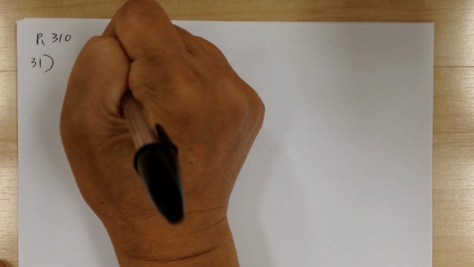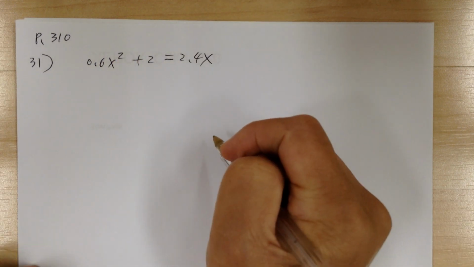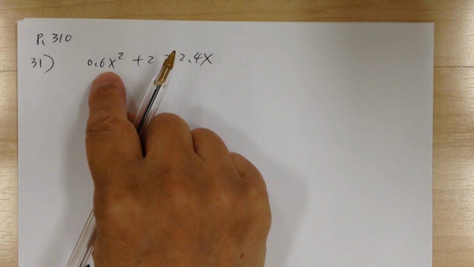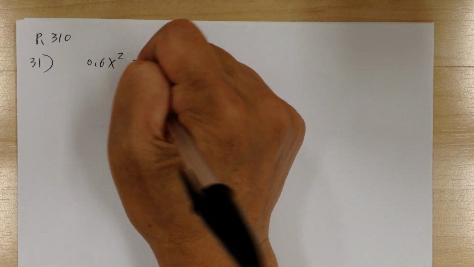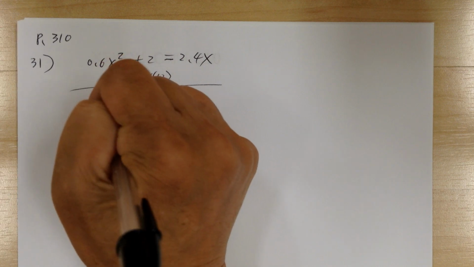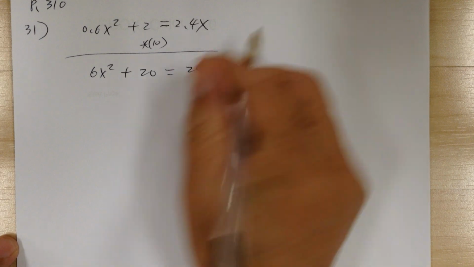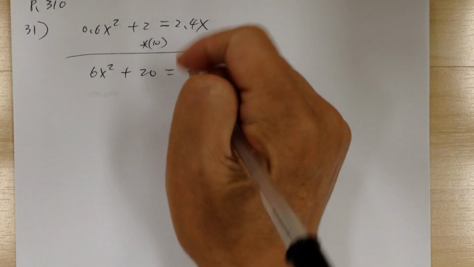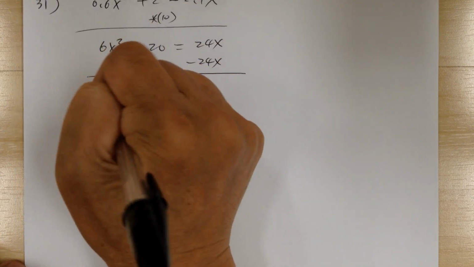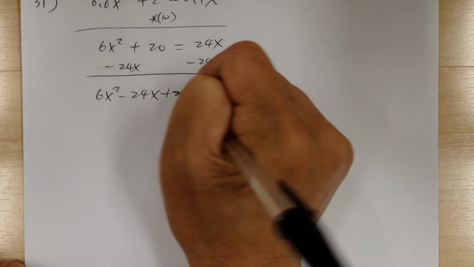Okay, we have 0.6x squared plus 2 equal to 2.4x. So first let's get rid of the decimal. Since there's one decimal place, you multiply everything by 10 to get rid of the decimal. So we multiply by 10, you move one place over. So you got 6x squared plus 20 equal to 24x. Now since you have a square, you have to make it equal to 0, so you can do factoring. So you got 6x squared minus 24x plus 20 equal to 0.